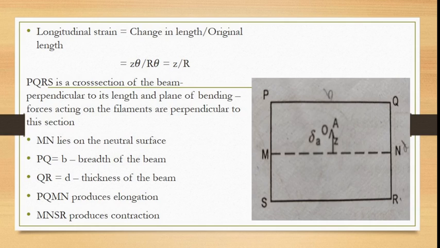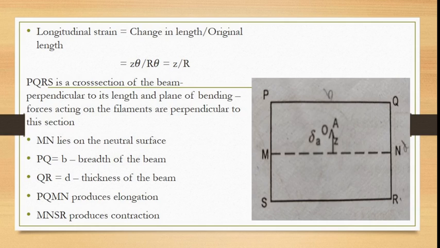And we consider the cross section as P, Q, R and S. PQ being the breadth of the beam B, QR being the thickness of the beam, that is D, and MN. So we are taking the cross section. So here you can see a rectangular portion in which the central line will be the neutral surface. So MN lies on the neutral surface.